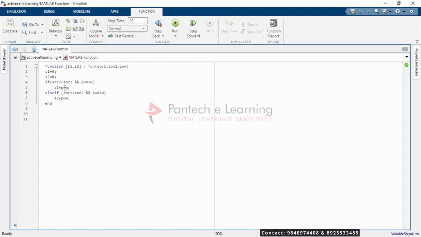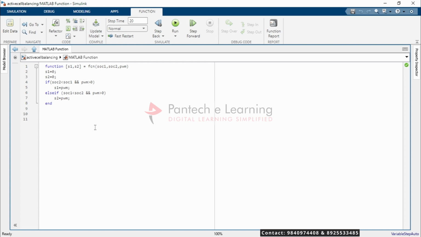If the first condition is not true, the function checks whether the SOC of cell 1, SOC1, is less than SOC2, and whether the PWM value is greater than 0. If both conditions are true, the function sets switch S2 to the PWM, that means S2 equals 1. So this activates switch 2, allowing charge to transfer from the second cell to the first cell. If neither condition is true, both the switches are deactivated, that means set to 0.